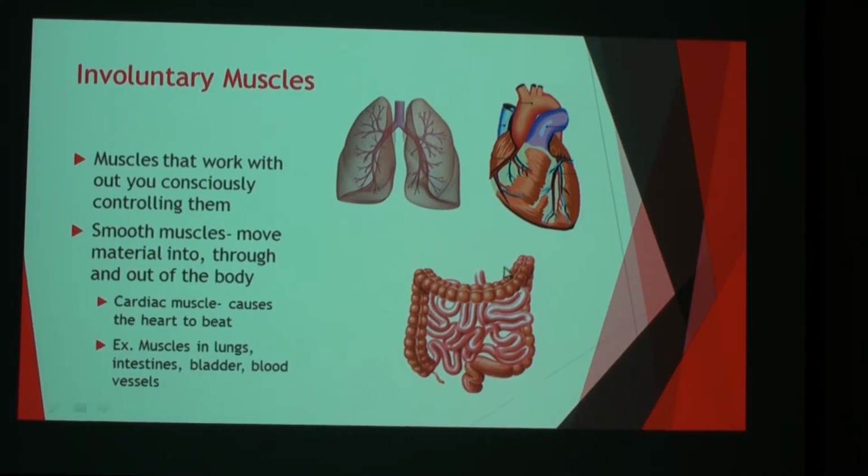For example, when you eat something, food doesn't just get to your stomach by magic. Your muscles in your esophagus and your stomach and everything are moving the food that you just ate through your body. And that's how it gets all the way from your mouth to your stomach to the intestines. Some other examples of smooth muscles would be, like we mentioned, the lungs and the intestines, and also your bladder and your blood vessels.